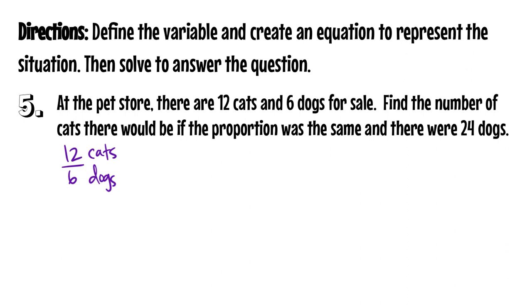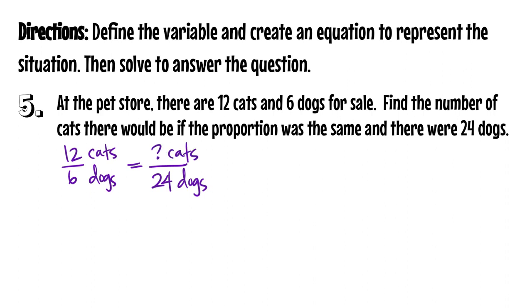The reason why we want to do this is because when we are setting it up on the other side of the equal sign, we need to make sure that we also are writing the proportion in the same order. So that means that cats must be in the numerator on the right side of our equation, and dogs must be in the denominator. What we know is that there are 24 dogs, and what we want to know is how many cats.